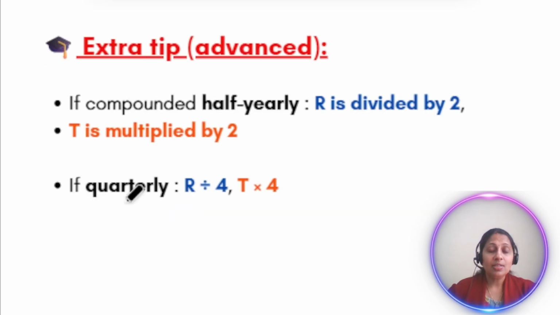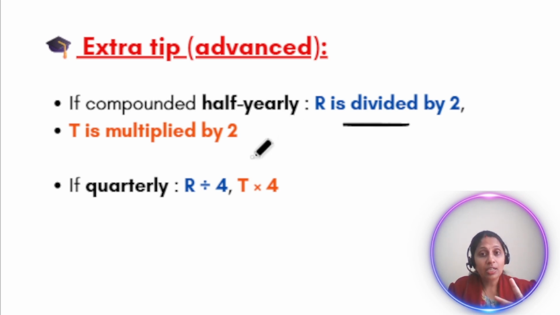Why? Because whenever it says half yearly or semi-annually, R will be divided by 2, because rate of interest is per annum, which means per year. Since we are calculating half yearly, you have to divide that rate by 2. Whenever you divide rate by 2, T will also be multiplied by 2. T here is nothing but your conversion period N. Because in 1 year, you are getting 2 half yearlies. So N should be 2.